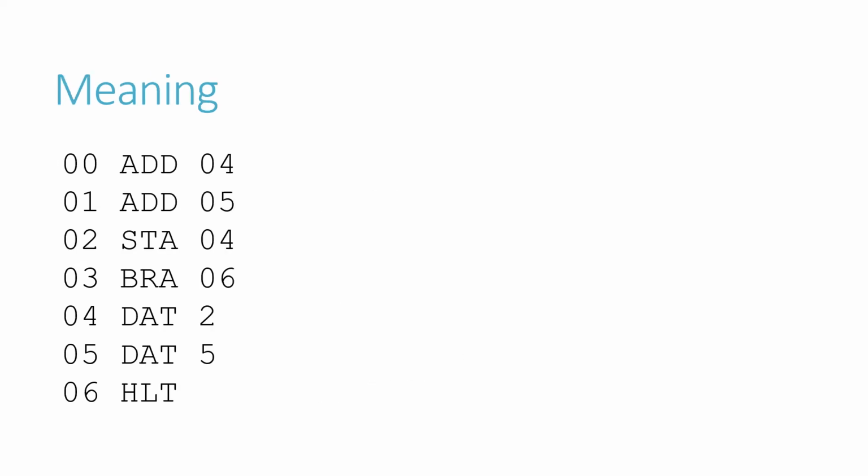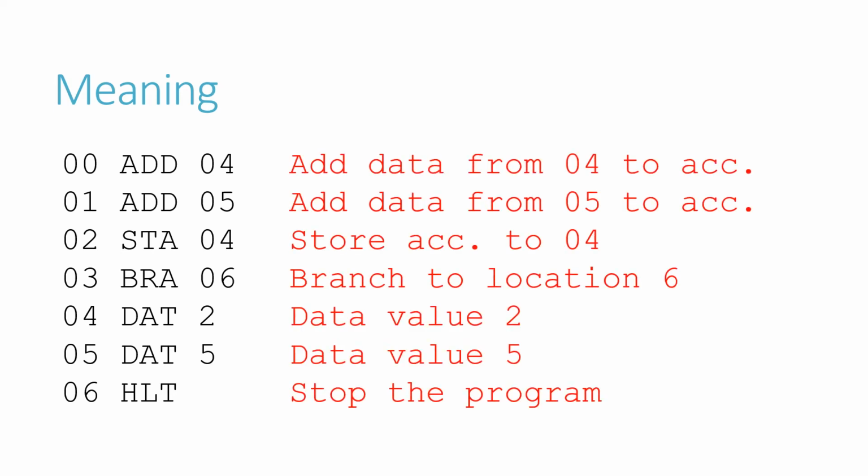So here's the meaning of each one of those lines. The first line says add the data from location 4 to the accumulator, then add the data from location 5 to the accumulator, then store the contents of the accumulator back into location 4. That will overwrite what was there before.